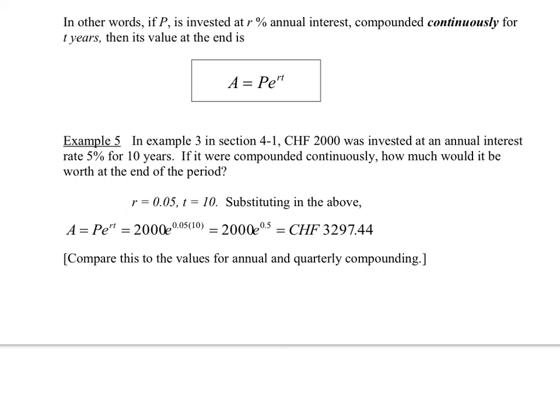3,297 francs and 44 centimes. And that would be slightly more than the value you would get if you just compounded annually or quarterly. Basically because you're adding interest at an earlier stage. You're adding it after every millisecond, let's say.